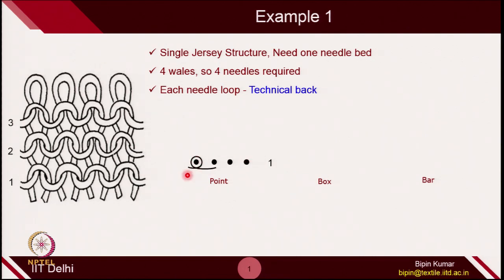Similarly, the first needle is making technical back. Similarly, if you see the second needle, third needle and fourth needle, these are also making technical back, and you represent this particular course by this symbol. So, the first course of this fabric has been represented, and in this you noted down the technical back and front sides of the loops. You also noted down how many needles have been used. You also noted down whether it is a single jersey or double jersey structure.